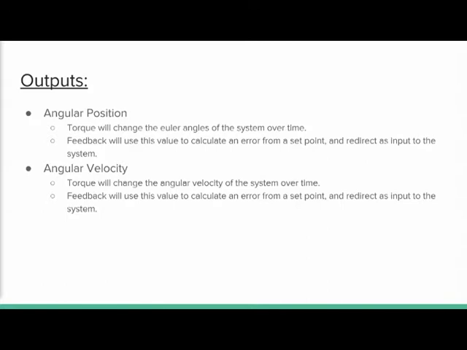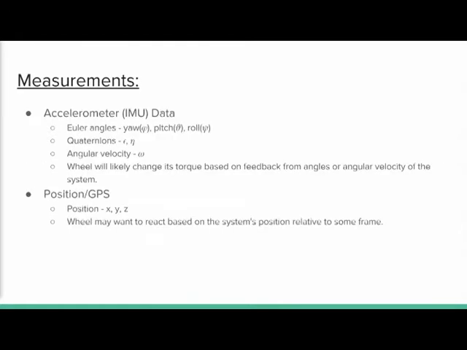The values will also be used to calculate an error from a set point to be redirected as input back to the system. The measurements our system would be taking are based on an accelerometer, which consists of Euler angles or quaternions and angular velocity. Another measurement could be position, in case our system would want to orient itself based on GPS.